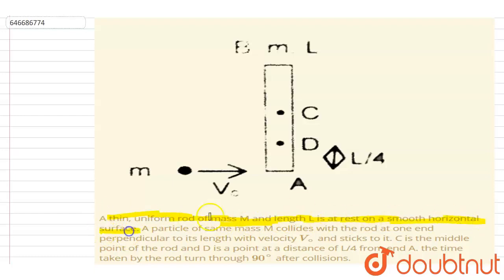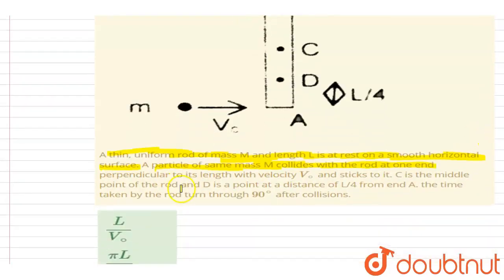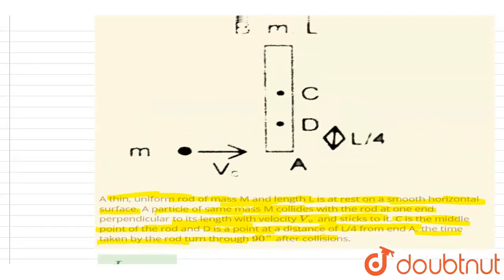Hello everyone, a thin uniform rod of mass m and length L is at rest on a smooth horizontal surface. A particle of the same mass m collides with the rod at one end, perpendicular to its length, with velocity v0 and sticks to it. C is the middle point of the rod and D is at a distance of L by 4 from the end. Find the time taken by the rod to turn through a 90-degree angle after the collision.